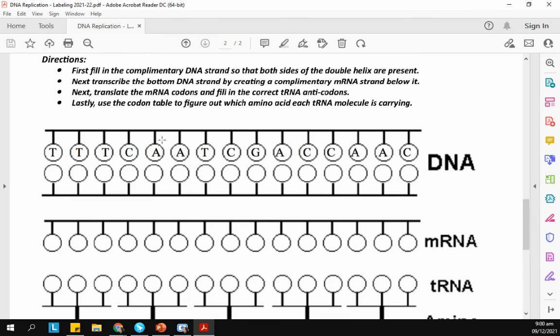So the instruction here is to fill in the complementary DNA strand so both sides of the double helix will be present. Then, once you have filled in the correct complementary strand or complementary bases, make the mRNA now. Okay? So, for example, thymine, what is its pair? Angelo.